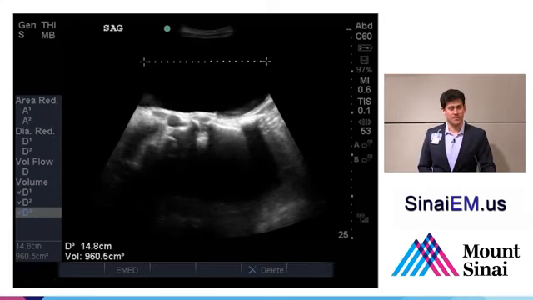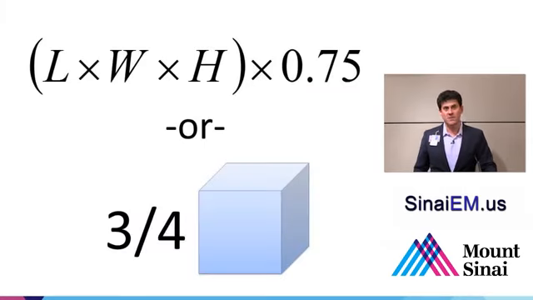So again, if your machine is capable of doing measurements, you can look to the calculations area and measure that, or you can remember a pretty simple equation that's been validated by several studies. Take the volume of a cube and take 3/4 of it. So length times width times height of the bladder times 0.75. So again, 3/4 of a cube will give you a good sense of the bladder volume.